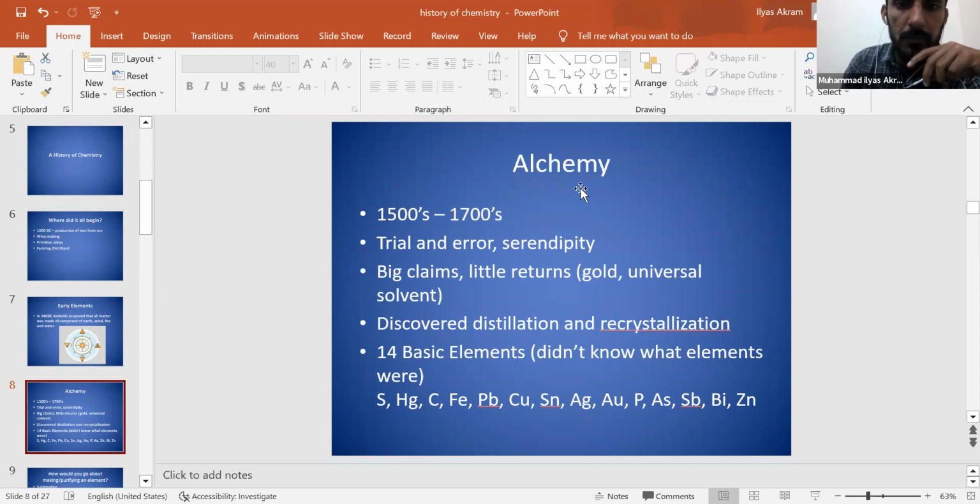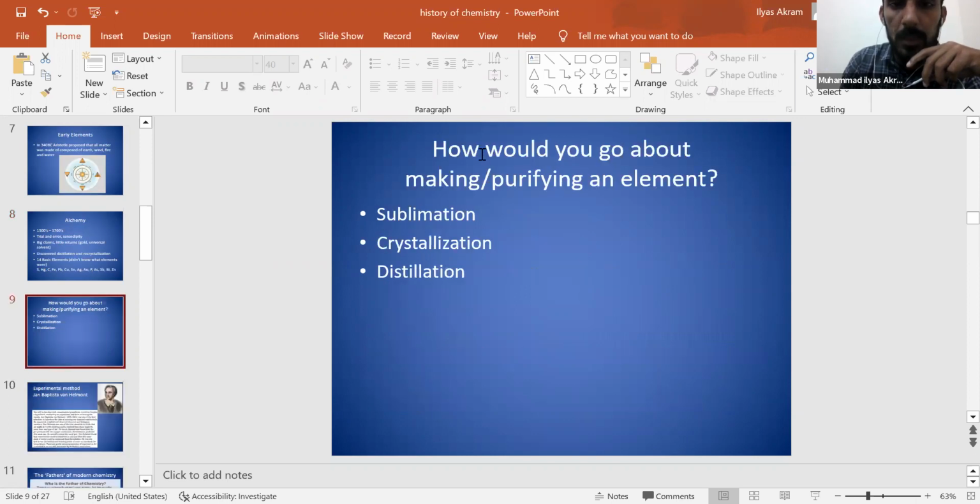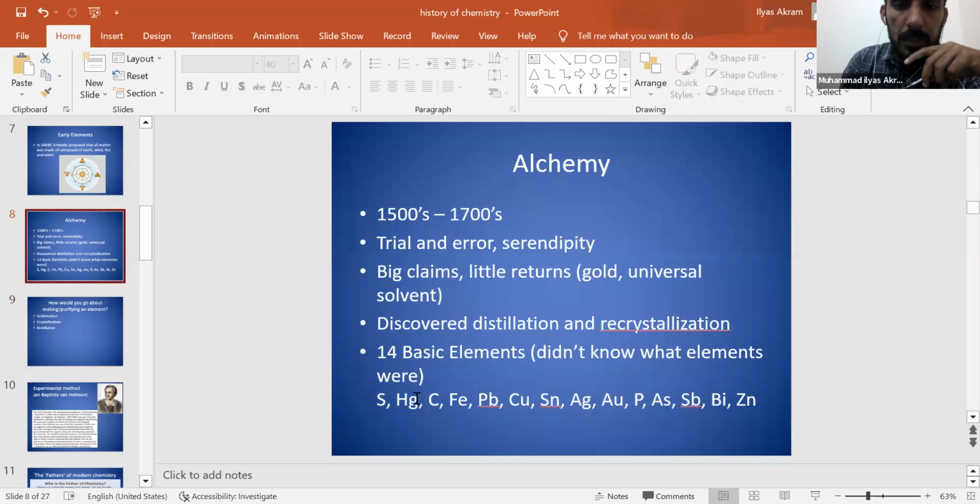So this is the era of alchemy, and they used different elements for the distillation and recrystallization process, and gold was used as a solvent.